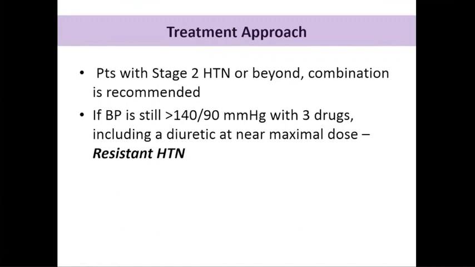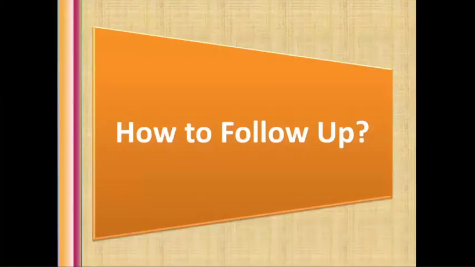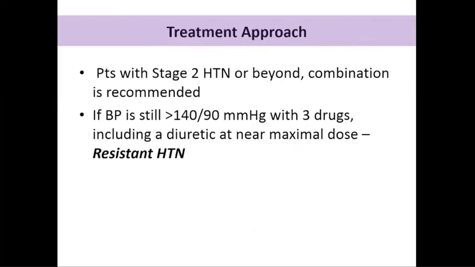If BP is still high, more than 140, already on 3 drugs, and one of the 3 drugs is diuretic, we know the patient is having resistant hypertension. In this case, you should give spironolactone. We can add in spironolactone.